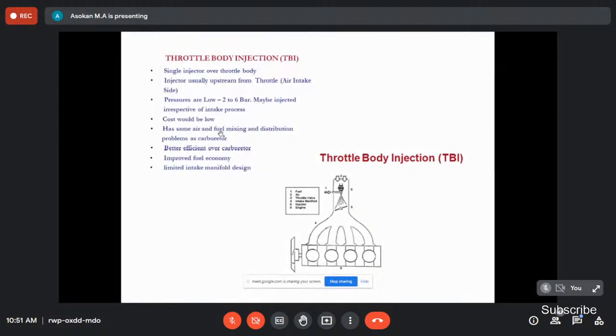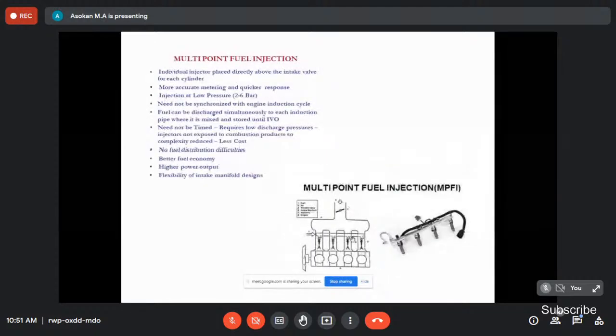And here also there is a mixing and distribution problem of the carburetor. But comparatively, the efficiency is better, and there is improved fuel economy over the carburetor. There is a limited intake manifold design. That is about that. So this is the multi-point fuel injection system.